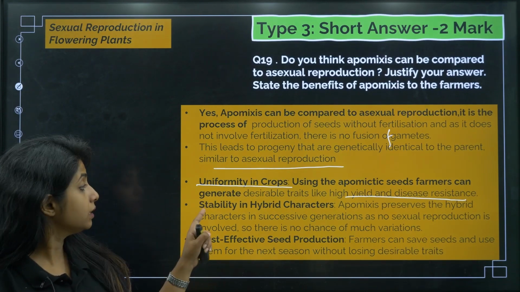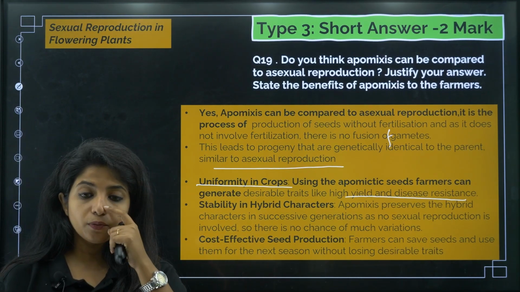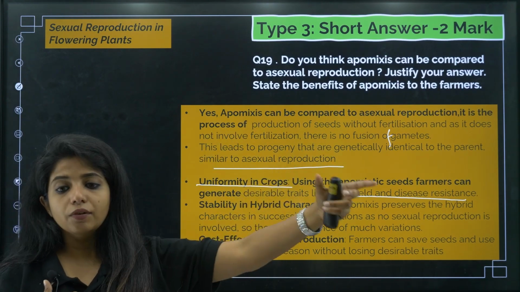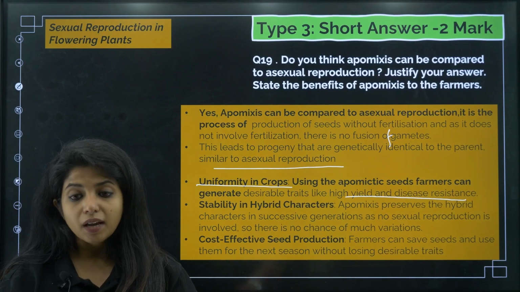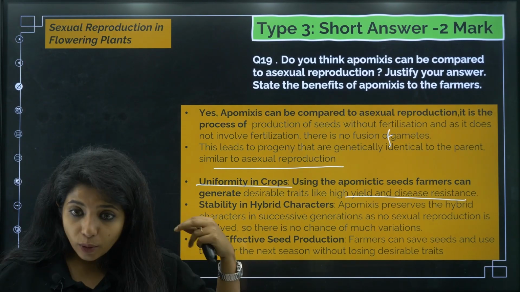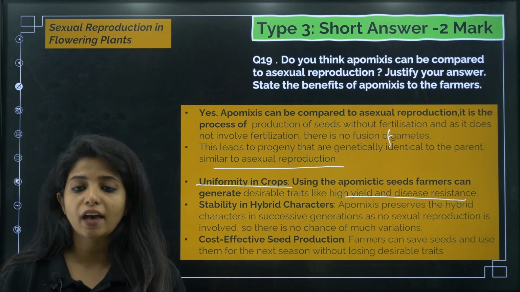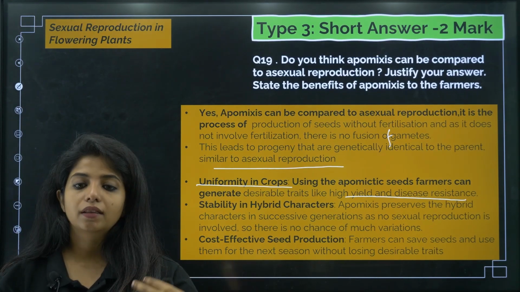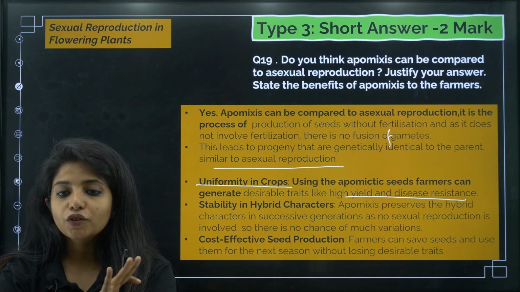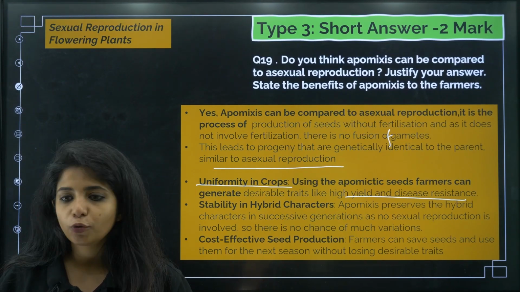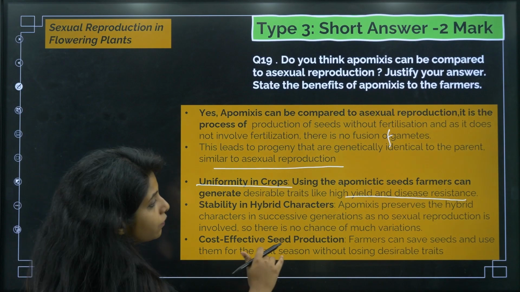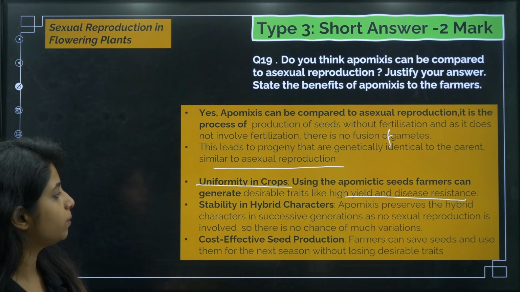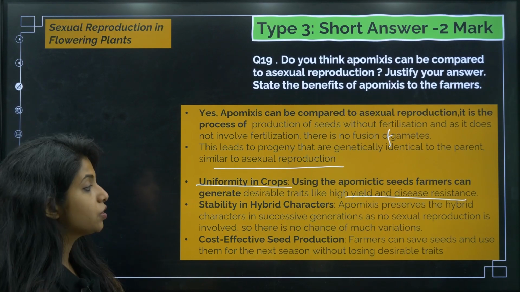Okay. Second thing is stability in hybrid characters. So for example, I have a character, but if sexual reproduction is happening, what will happen? My character will also come together with others, and now you might have different characters. But I want this particular character itself. So I want stability in this hybrid character that I already have. So obviously the same seeds will be used. If that is used, then this particular character is preserved. There is no point of genetic variation. Genetic variation won't be occurring. Okay, so that is exactly what I have written over here. Apomixis preserves the hybrid character in successive generations, as no sexual reproduction is involved over here. Okay, so there is no chance of variation.